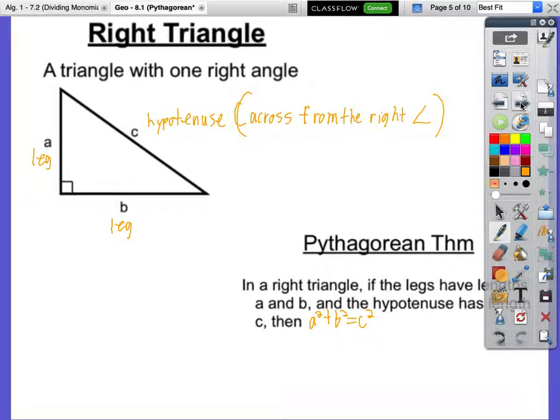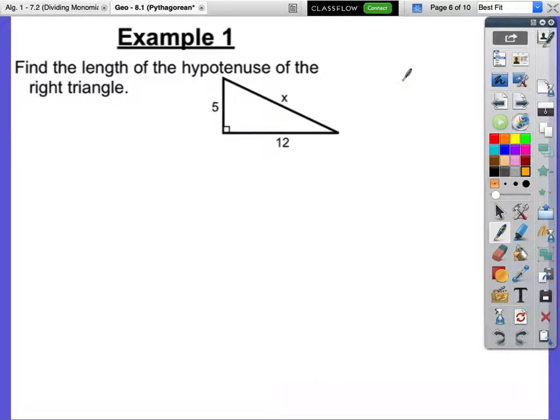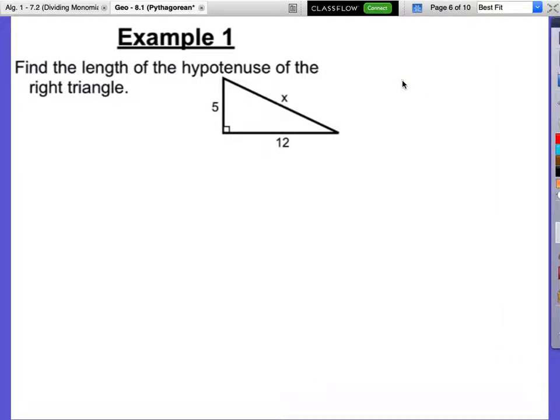Let's go to the next page. Can you do that with 3D objects? That was the Pythagorean theorem.